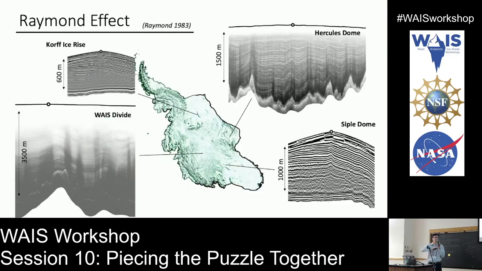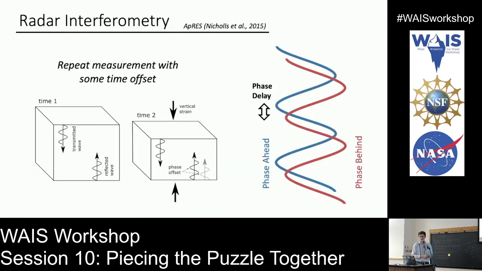But further inland in the interior divides, places like Hercules Dome, we often don't observe these, and that might not be surprising because the ice is a lot thicker. It would take a lot of consistency in both the accumulation and the ice flow. So at WAIS Divide, Hercules Dome, we don't see such an obvious Raymond arch. So I'm going to use a couple different methods instead of just looking at the stratigraphy to try to investigate the ice dynamics around this area at the Hercules Dome summit.